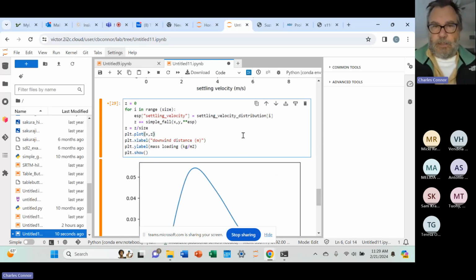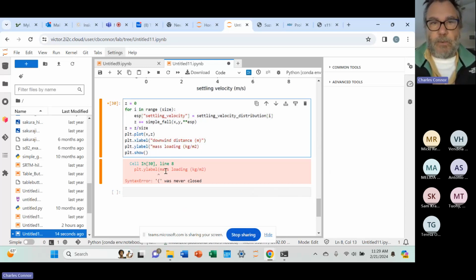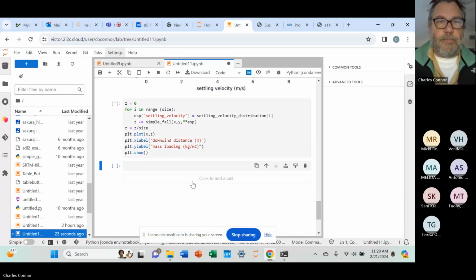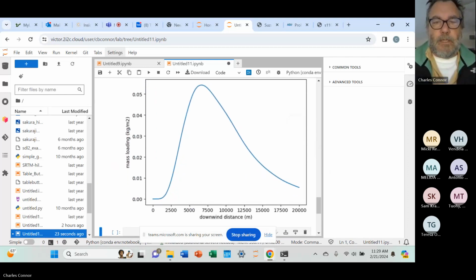Okay, so what happened? Oh, geez. Whatever can go wrong will go wrong. Okay, so there's my plot. I think this is starting to look more like a Tephra deposit.